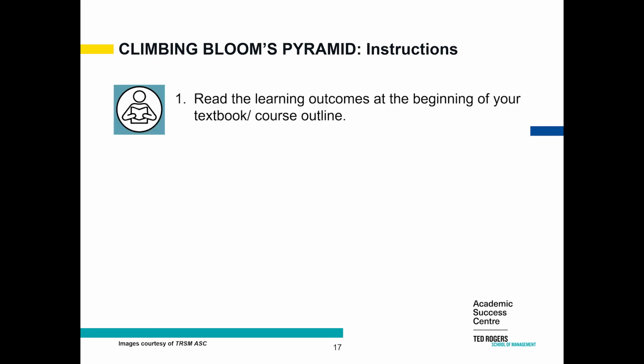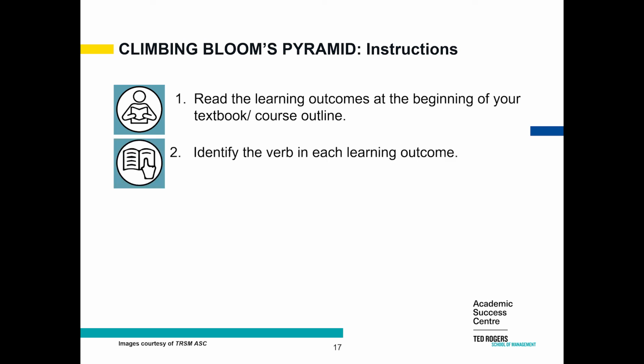Step 1. Read the learning outcomes or objectives at the beginning of your textbook's chapters or those on your course outline. Textbook learning outcomes or objectives tend to be undervalued. However, they can be a powerful study tool to help you determine how to master the content of the chapter. Step 2. Identify the verbs in each learning outcome or objective. Verbs are words used to describe an action such as walk, sleep, think, remember, and so on.